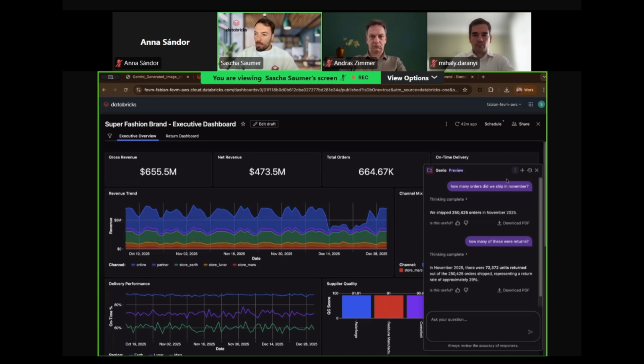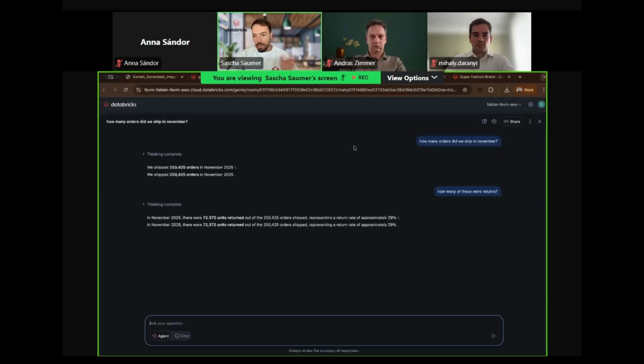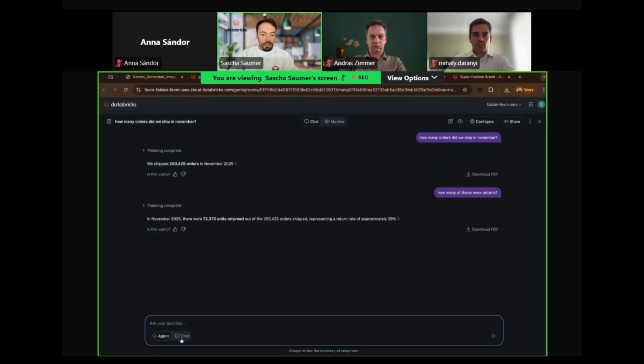Okay, so for the more advanced questions, we can also open what we call a Genie Space, and directly jump in here. And there are different options. For example, the agent mode that gives the system a bit more time to give more precise and better answers. So in that case, we could ask.